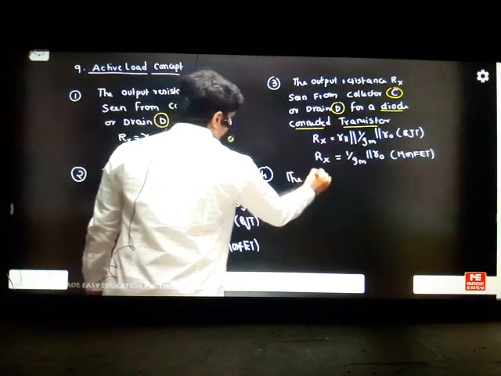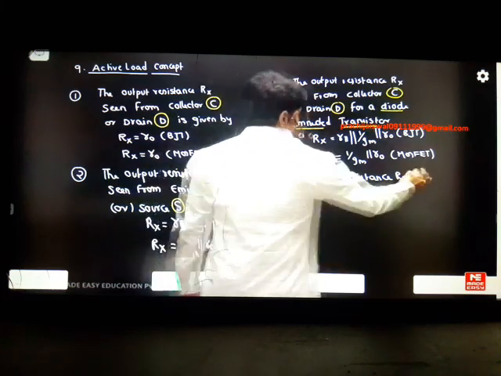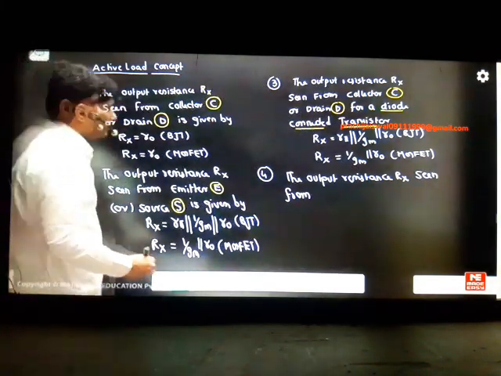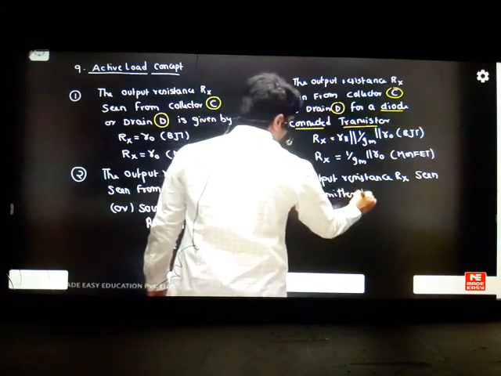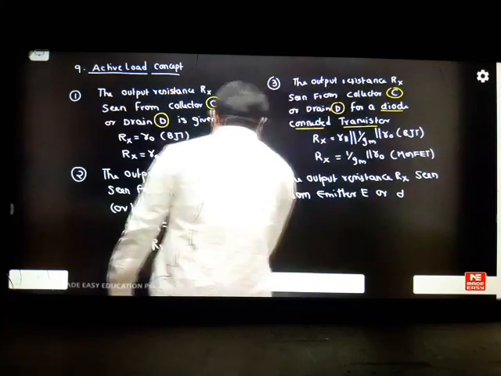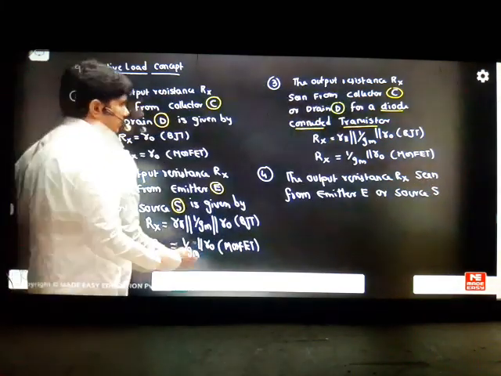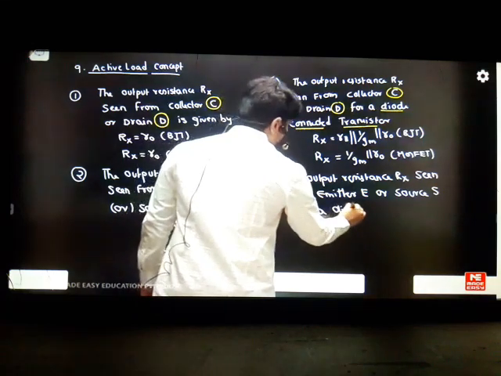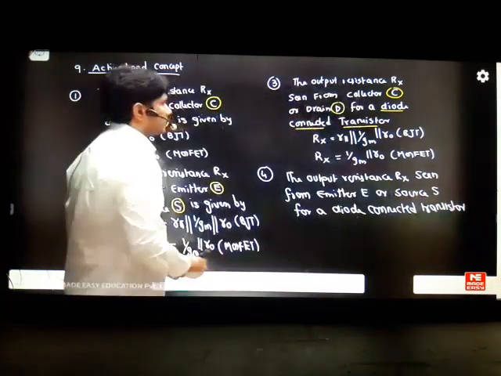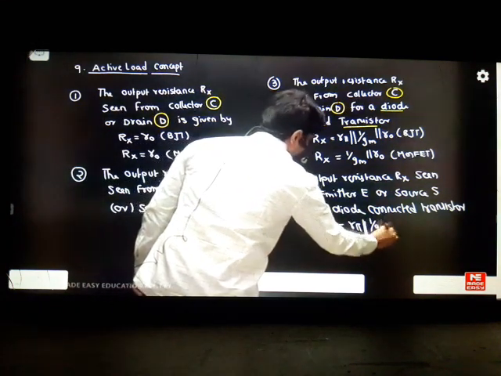The output resistance Rx seen from the emitter, that is E, emitter E or drain, emitter E or source, yes, for a diode connected transistor, your formula is Rx is equal to R pi parallel to 1 by Gm parallel to R naught.